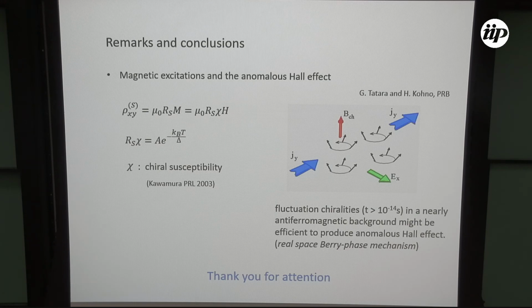Just to finish, I dare to propose that the Hall coefficient in the normal phase. Just 1 minute there over there for. Okay. Excuse me. Then I go quickly.